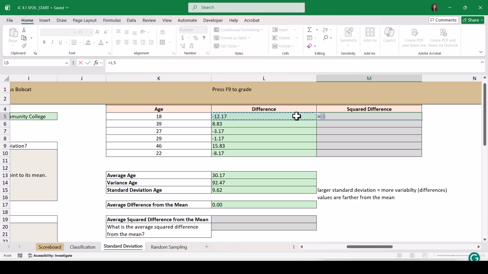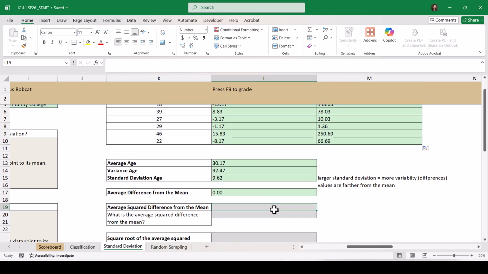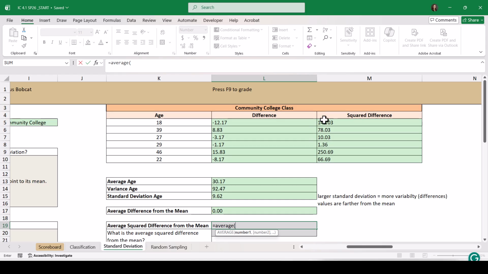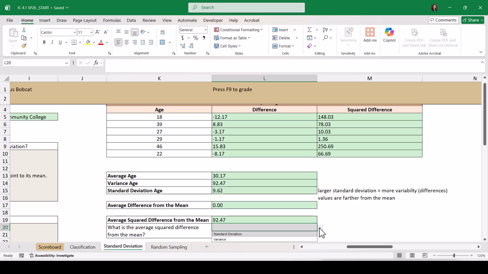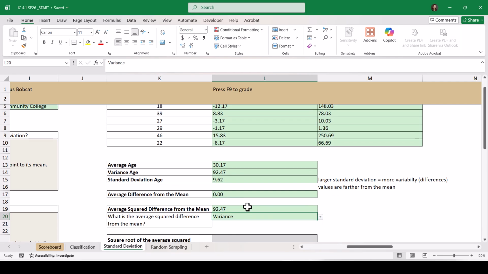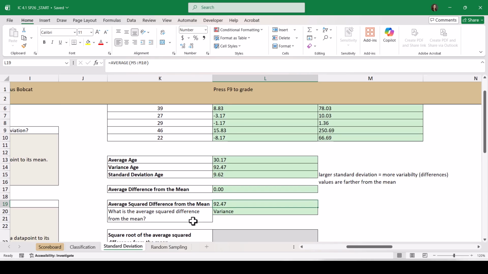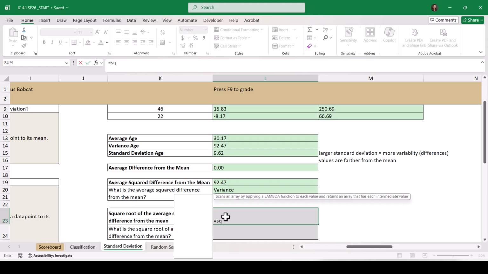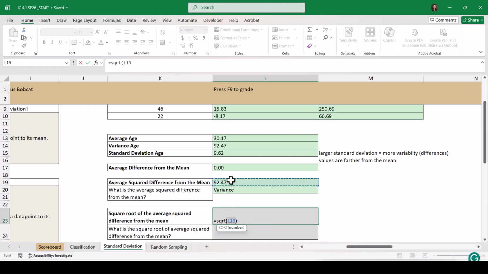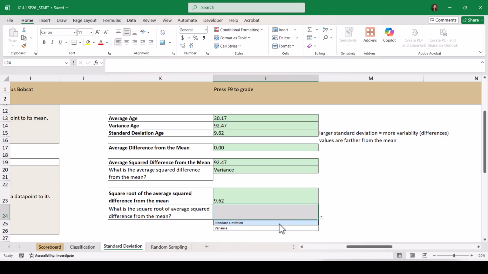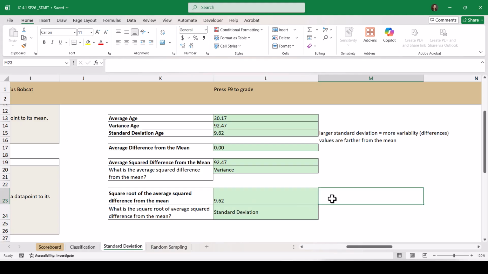So what we do is we square them. Then we can take the average squared difference. That is our variance. So on average, students are about 92.47 squared years from the mean. That doesn't make any sense to us. So what we do is we take the square root. That gives us the standard deviation. Now this is the average difference from the mean.